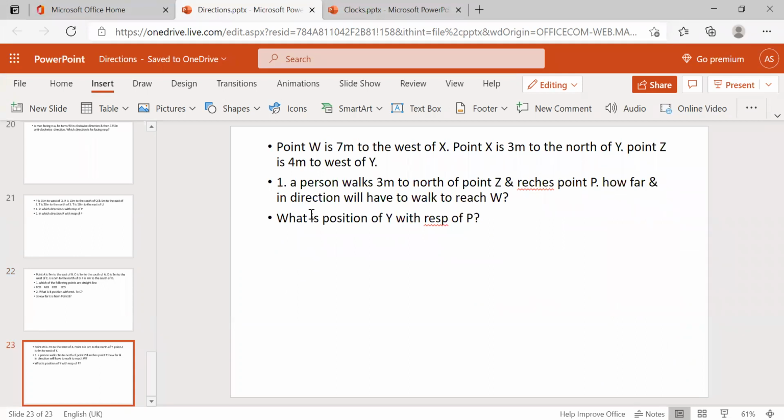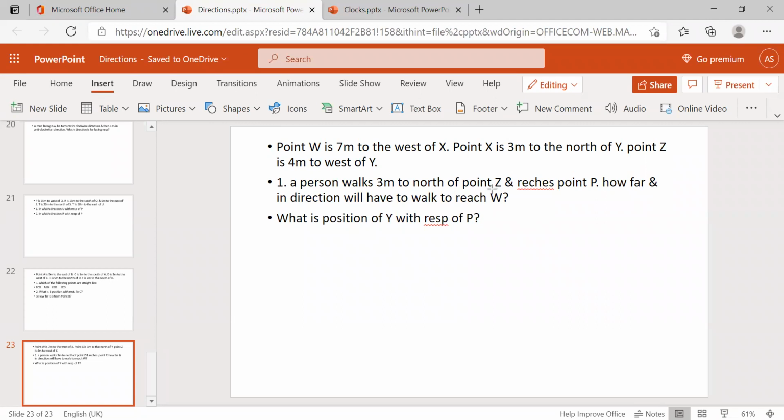Point W is 7 meters to the west of X. Point X is 3 meters to the north of Y. Point Z is 4 meters to the west of Y. A person walks 3 meters to the north from point Z and reaches point P. How far and in which direction will he have to walk to reach W?